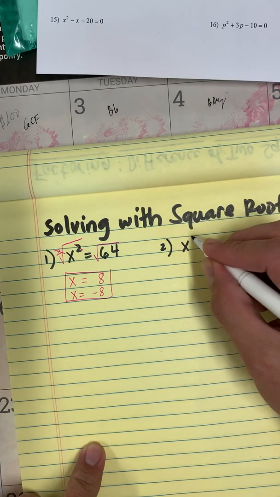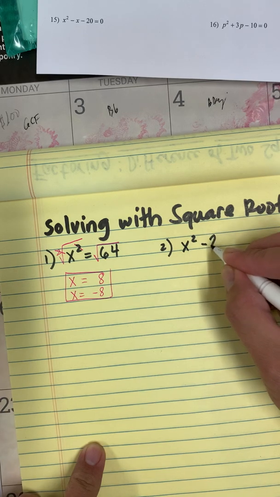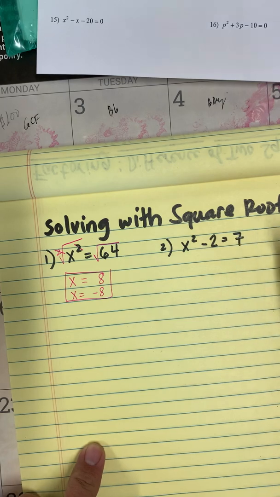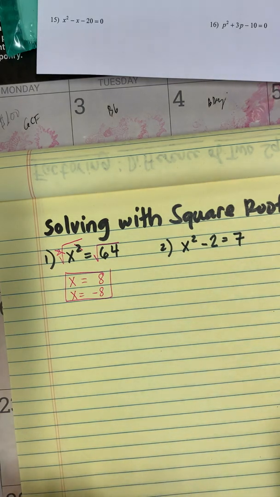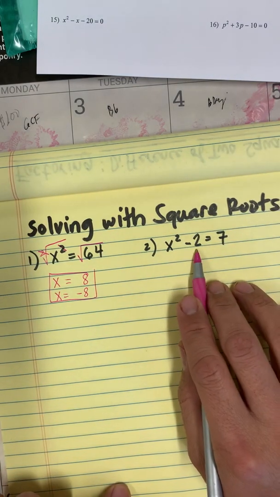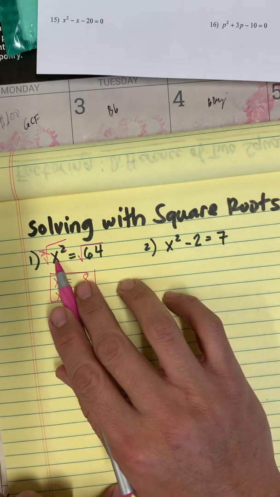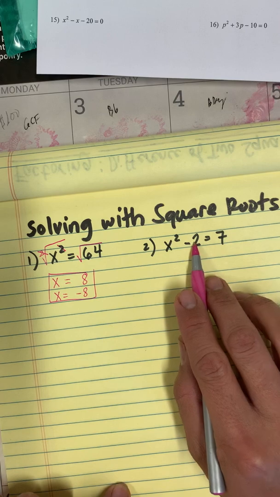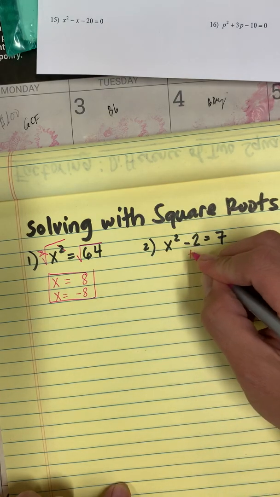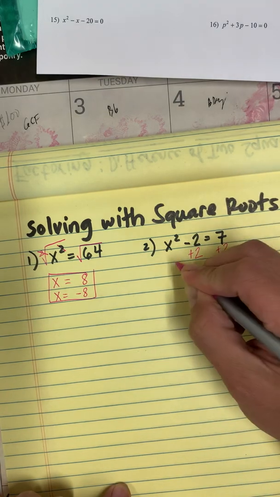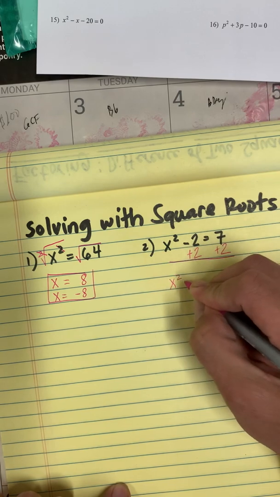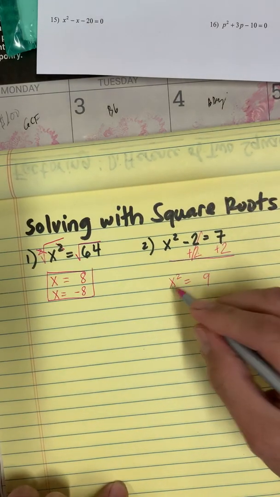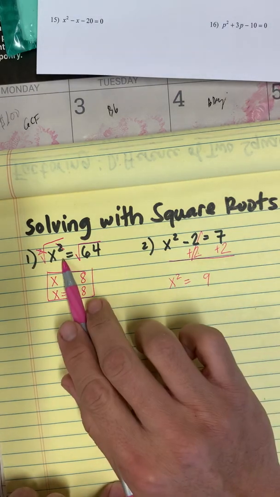x squared minus 2 is equal to 7. So here, the difference is that there's a minus 2. Unlike here, it's only x squared, and there's no other term, equal to a number. Here, I need to get rid of the minus 2 by adding 2 on both sides. x squared is equal to 9 because negative 2 plus 2 is cancelled out. x squared equals 9 is now similar to number 1 there.